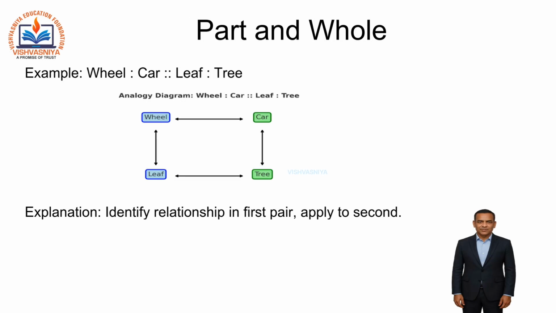Consider the relationship between a wheel and a car. The wheel is a part of the car, essential for its function. Similarly, a leaf is a part of a tree, contributing to its growth and photosynthesis. Recognizing these part-to-whole relationships helps in understanding how individual components contribute to the functionality of a larger system.